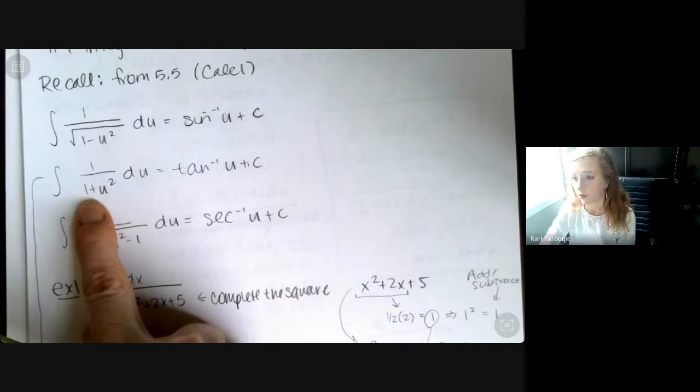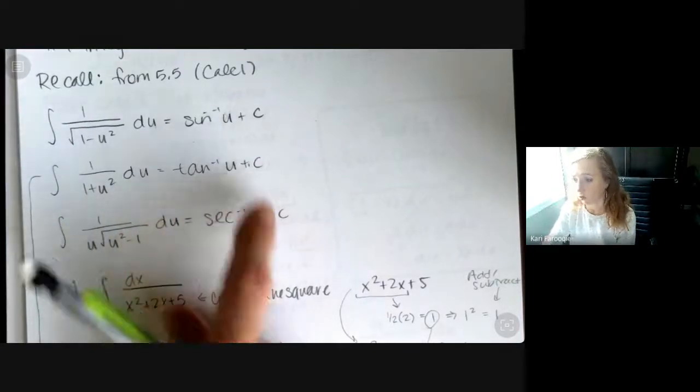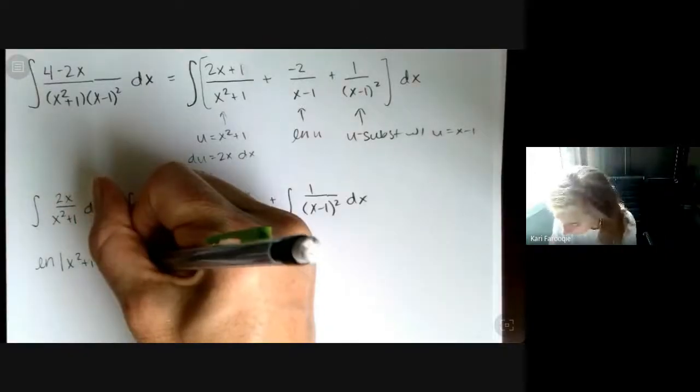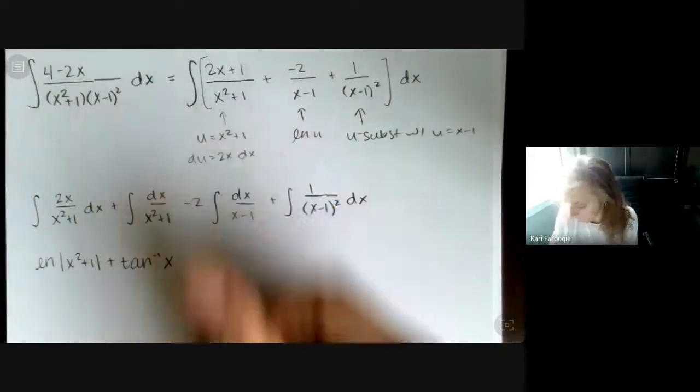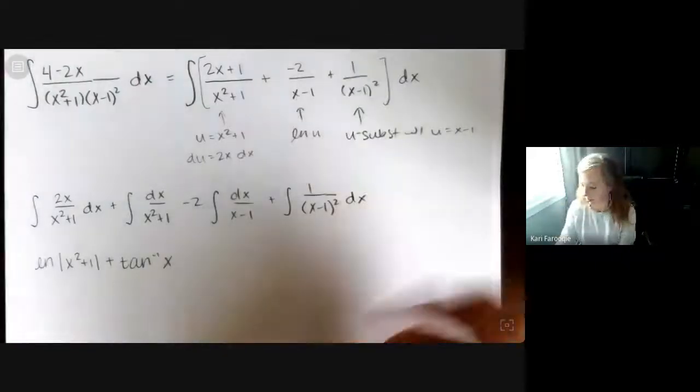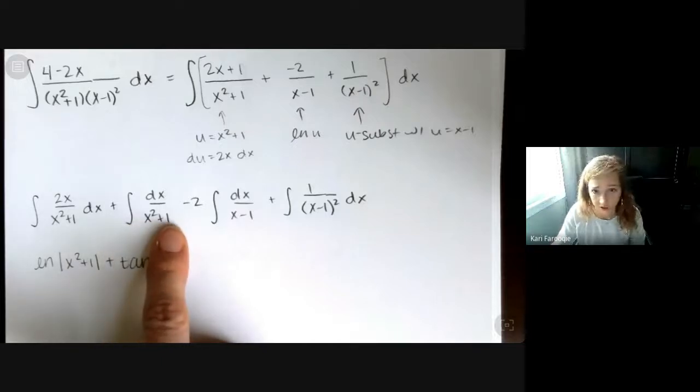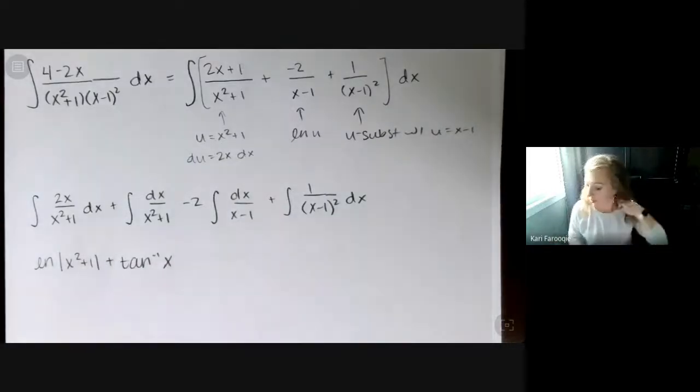1 over 1 plus u squared du is the inverse tangent of u plus c. Well, that's exactly what we have here. We have 1 over x squared plus 1 dx. That'll just be the inverse tangent of x. That one should not be super tricky. You don't have anything else on the x. It's not like you have some u squared plus a squared instance where you have other values. If you have u equals x and a equals 1, that's your basic standard inverse tangent in this form.